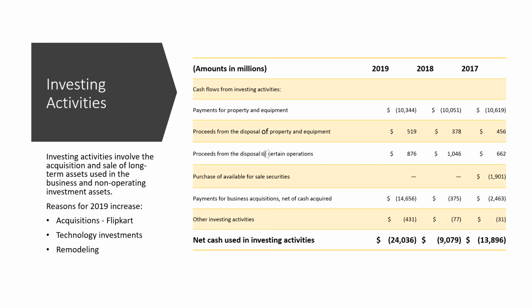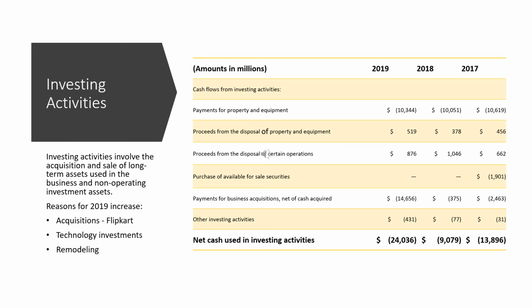Then we have investing activities. Investing activities typically involve the acquisition and sale of long-term assets used in the business and non-operating investment assets. Net cash used in investing activities was about $24 billion in 2019 and $9.1 billion in 2018. These amounts are seen at the bottom of the image on your right.